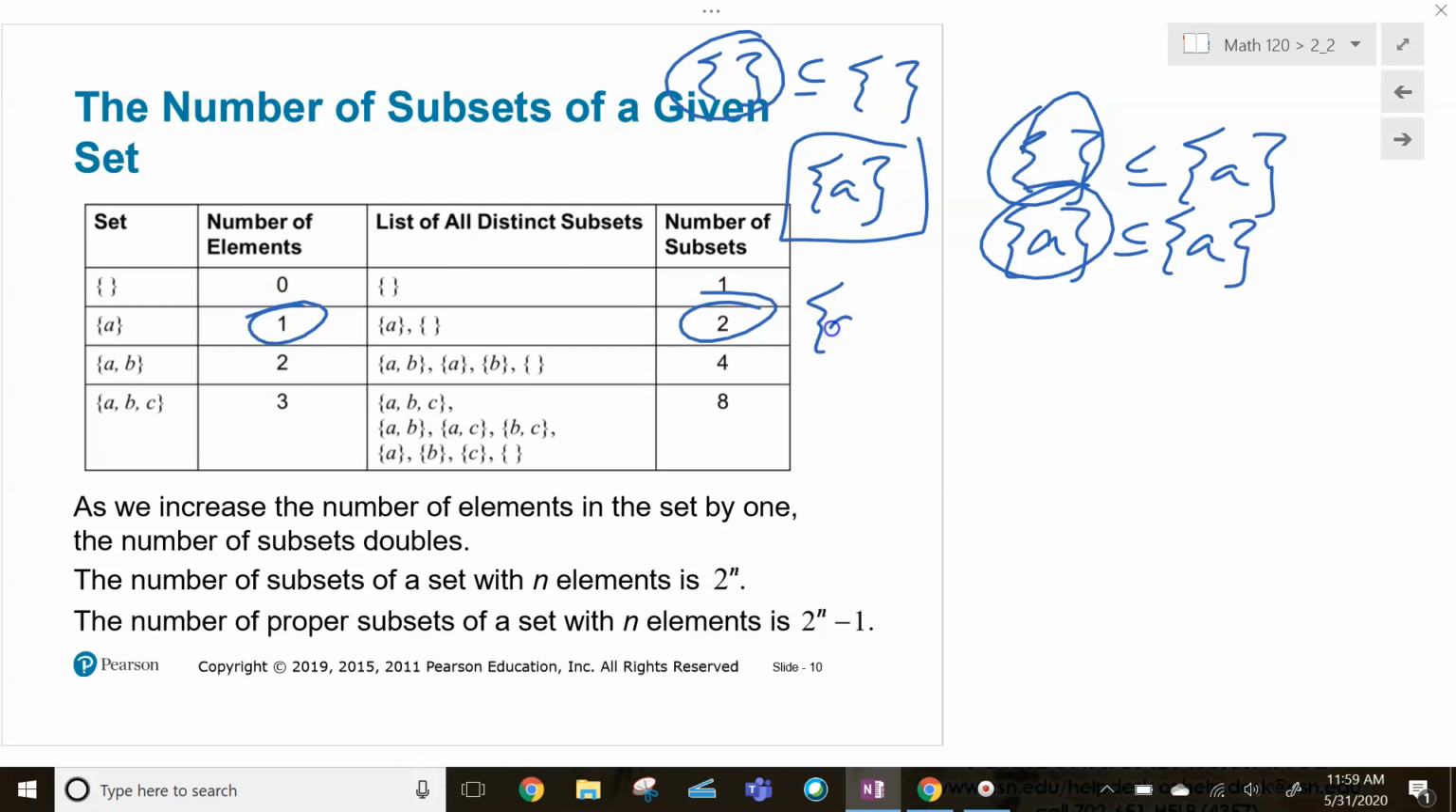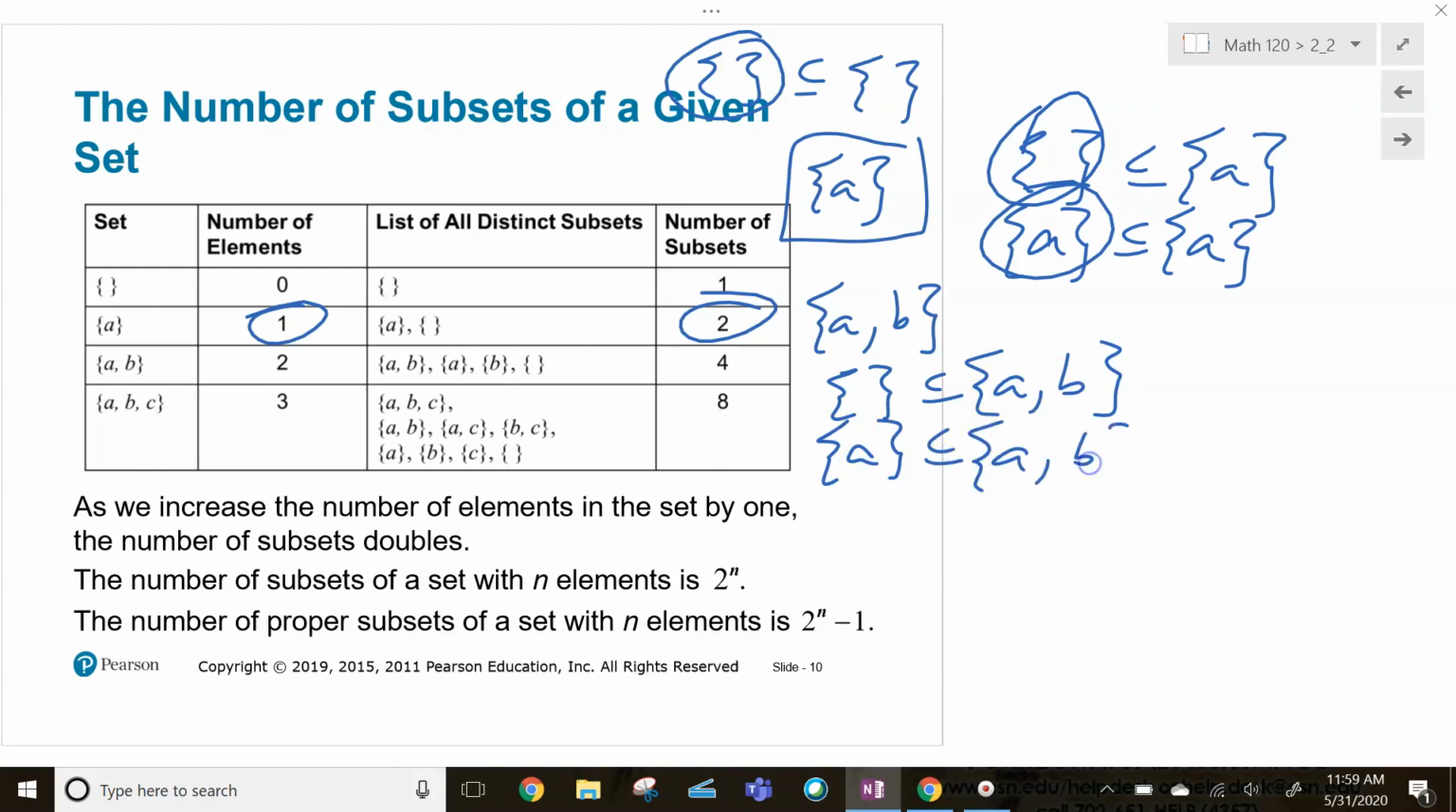If I have a set with two elements, let's list all the subsets. The empty set is a subset. The set containing A is a subset. The set containing B is a subset.